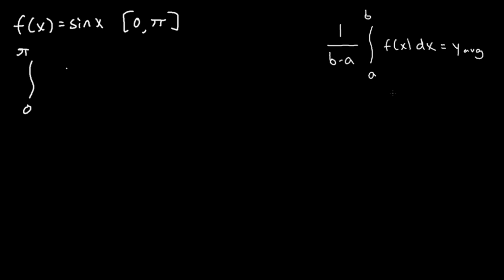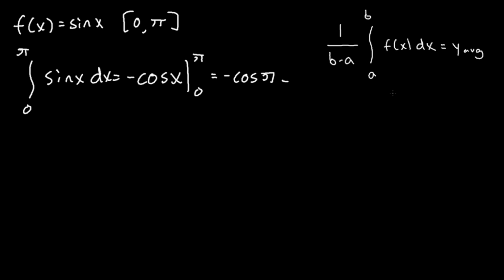So the bounds are 0 and pi, and the function is sine of x. Therefore, our antiderivative is negative cosine of x from 0 to pi. So if we plug in pi for negative cosine, minus negative cosine of 0, we get 1 plus 1, which is equal to 2.